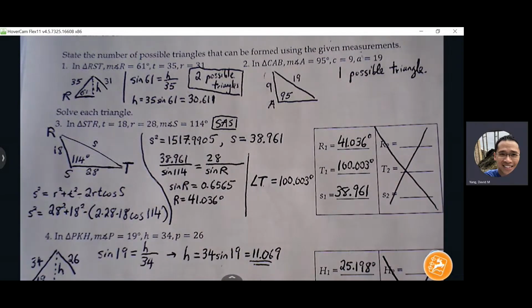Okay, I'll leave this up here for another minute, but go ahead and try number 4. Once I found angle R, which is 41.036, I just subtracted from 180 to get that last missing angle. I did 180 minus 41.036 minus 114, and that gave me an angle, because I knew that all 3 angles of a triangle have to add to 180. So if I have 2 angles known for a triangle, I can find that last angle if I subtract from 180.